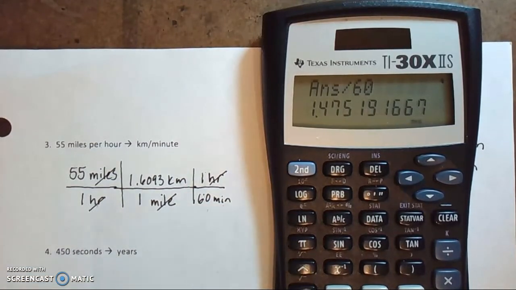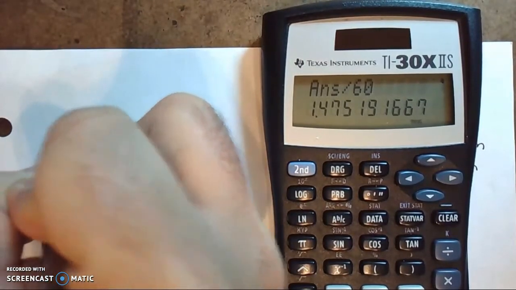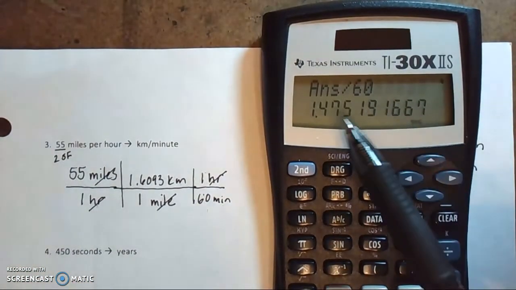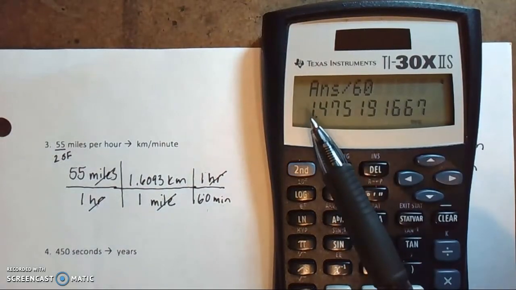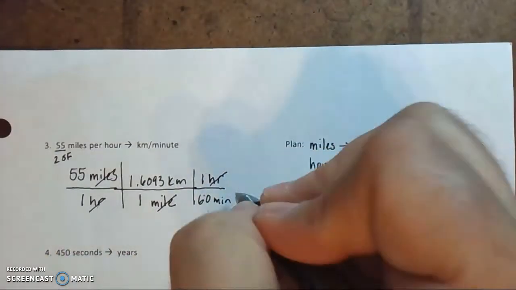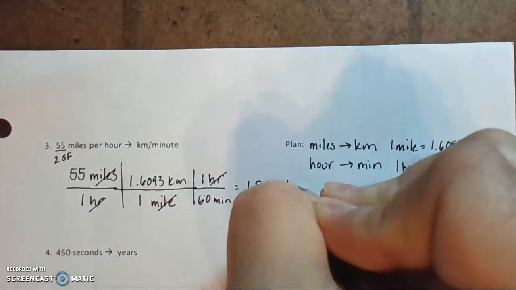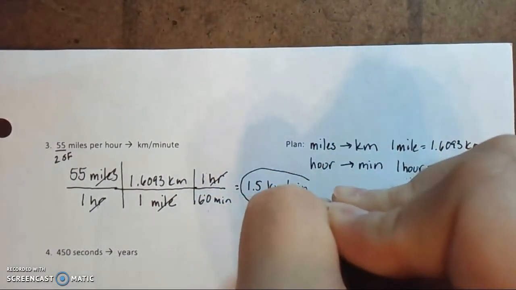We don't want to write that whole thing. We want to round it to significant figures. So we look here, we have two significant figures. So to get two significant figures here, we would round this to 1.5. So our answer is going to be 1.5 kilometers per minute. And there is our answer.